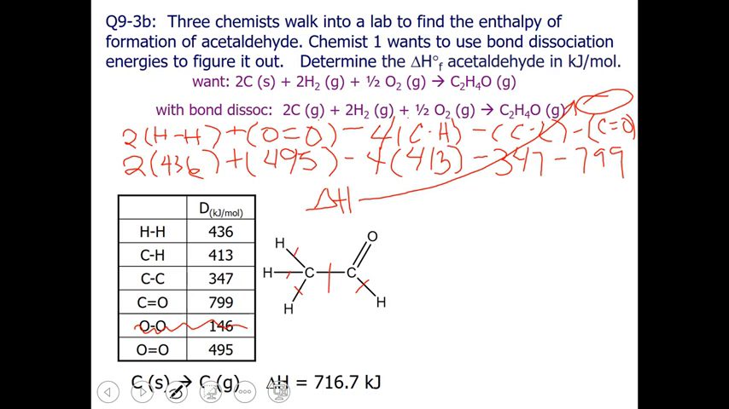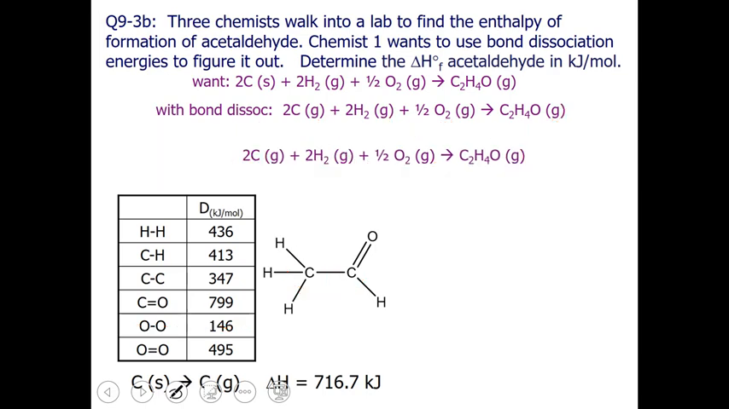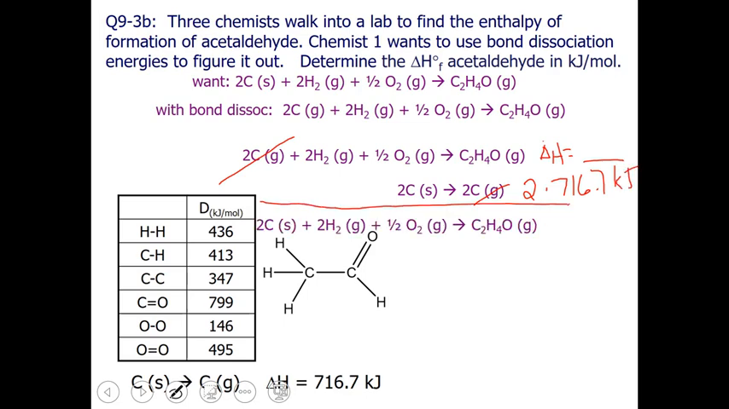Now, once you have that value, you need to do a slight correction. And to do that, we're going to use Hess's law. So what we're going to do is we will have a value we just calculated for delta H here, and we will add it to 2 times the transformation of 2 moles of carbon solid to 2 moles of carbon gas. You notice these will cancel out. And of course, that value is 2 times 716.7 kilojoules. And when we're finished, we will get to the reaction we want with the carbon in the solid state. So that is how the first chemist would solve the value.